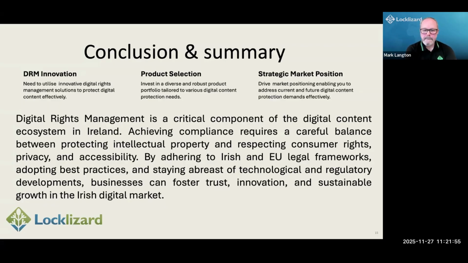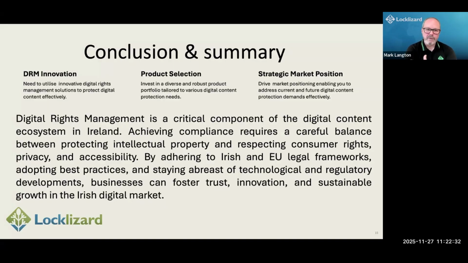Product selection. There are a number of DRM providers on the market now. Some scalable, some not so scalable. Again, as with all technology investments, it's about really understanding and knowing what you need before you actually make that decision. And then also looking at the strategic market position. How can you use the technology to enable you to share digital content, add the levels of protection, but also have that as an automated process?